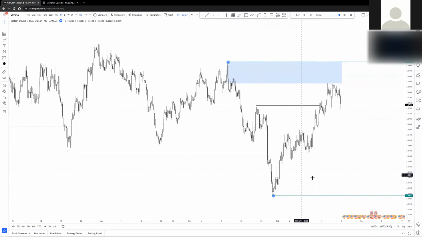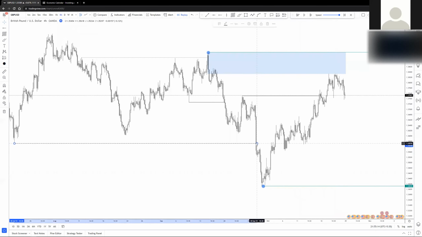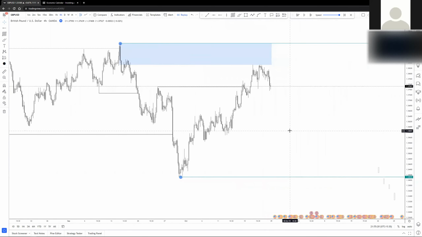So on the 4 hour, I'm going to mark out my obstacles. Now, what do I mean by obstacles? Obstacles are the areas where you can expect pullbacks from. Where will the pullbacks come from? Keep that in mind: the pullbacks will always come from the unmitigated strong lows.